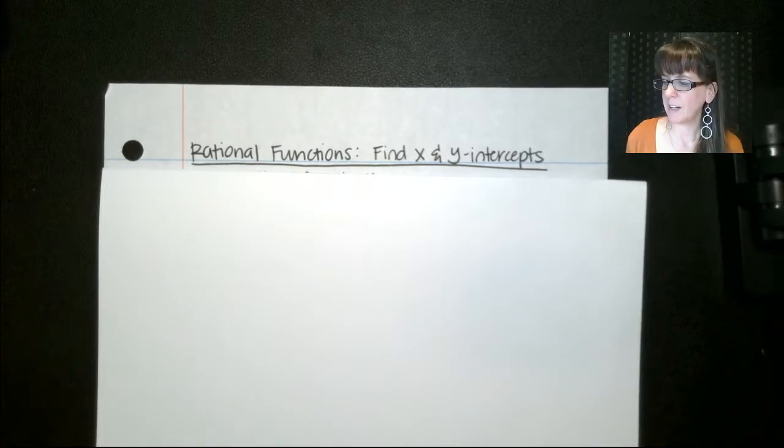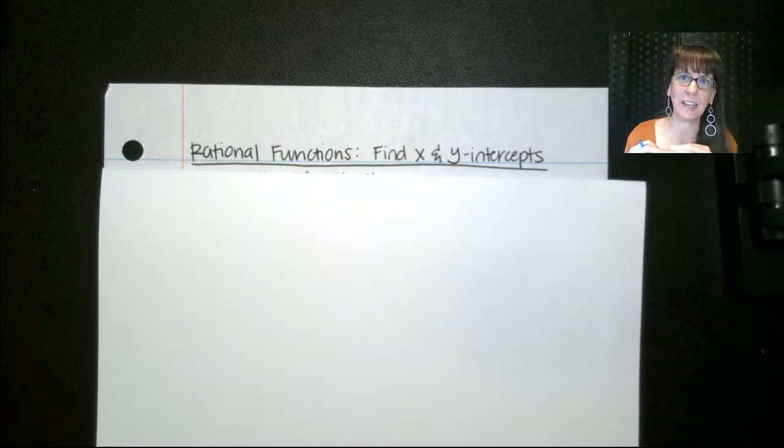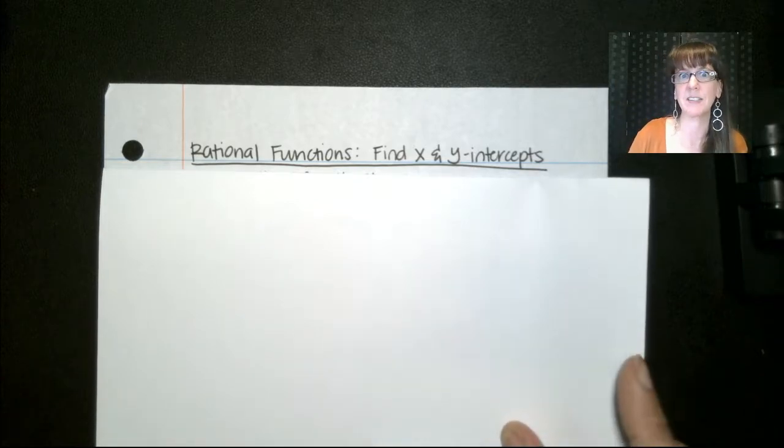Friends, welcome back. We're talking today about graphing rational functions, finding the x and y intercepts. We're going to put it all together now. So we've talked about finding our vertical and horizontal asymptotes. We've talked about finding the holes. So we're going to go ahead and put all of that together and practice finding these.